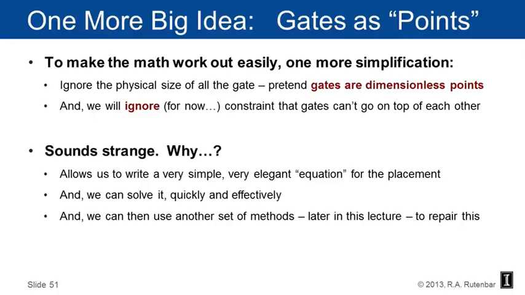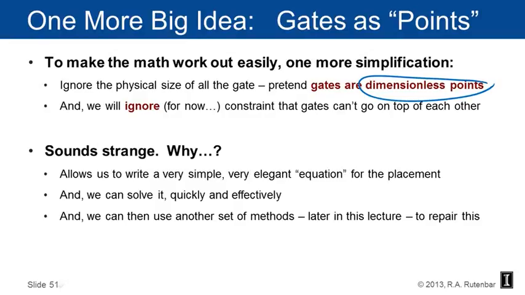So there's one more big idea here, kind of an interesting idea. To make the math work out easily, we're going to ignore the physical size of all the gates. We're going to pretend the gates are dimensionless points. Now, previously in the iterative improvement placer, we also sort of ignored their size. We pretended they were all the same size, but it's not like we actually said they had no size at all. We just assumed they were as big as the square on the grid. We are now going to honestly pretend that they don't have any size at all.